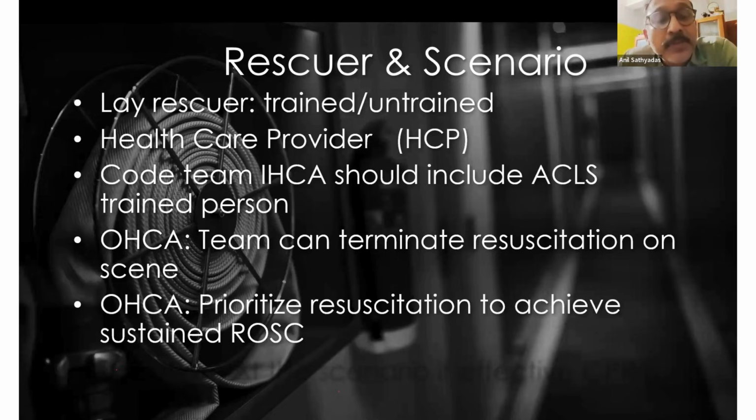And in out-of-hospital cardiac arrest, every step should be done to prioritize resuscitation. So this team almost should have everything with them, including the AED, to achieve sustained ROSC. So if the ROSC, return of spontaneous circulation, is not sustained, again, you have to think again whether to bring the patient to the hospital or not. Again, practically it may be difficult to follow in our setup.